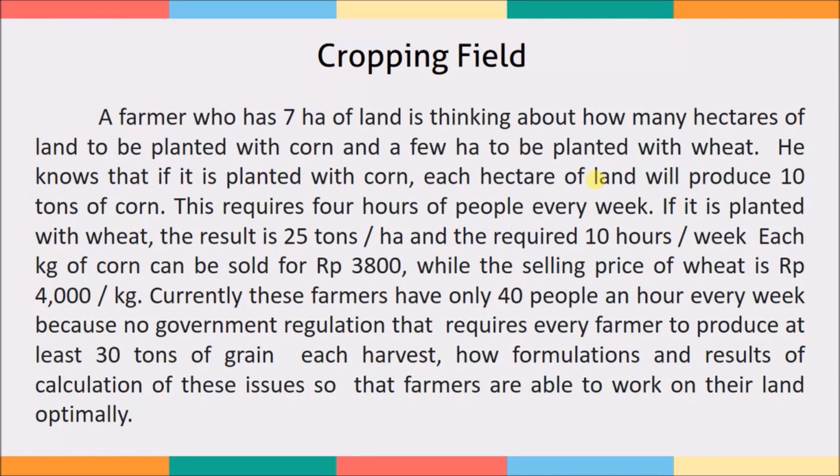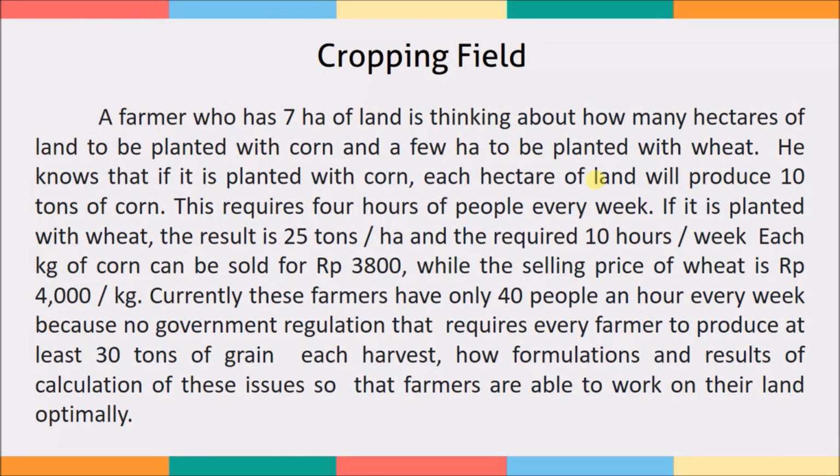A farmer who has 7 hectares of land is thinking about how many hectares of land to be planted with corn and how many hectares to be planted with wheat. He knows that if it is planted with corn, each hectare of land will produce 10 tons of corn. This requires 4 hours of people every week. If it is planted with wheat, the result is 25 tons per hectare and it requires 10 hours per week. Each kilogram of corn can be sold for 3,800 rupiahs, while the selling price of wheat is 4,000 rupiahs per kilogram.